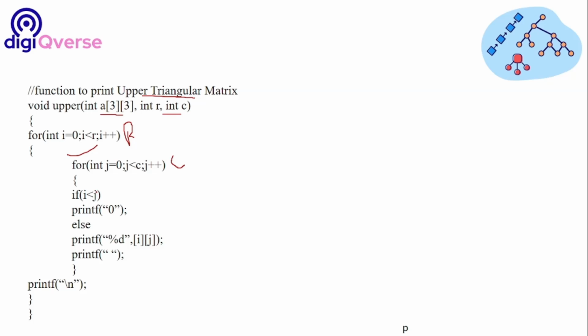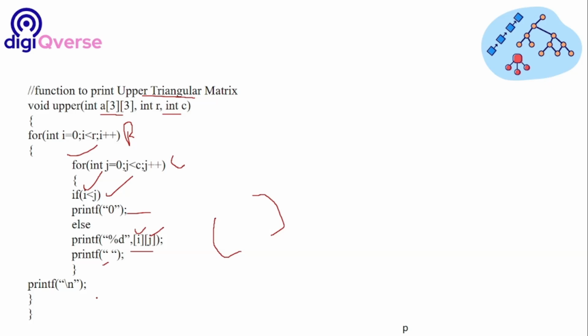And we have to define the condition: if i, the index used to represent the row of any array, is less than j, then we will print 0. Else we just have to print the other non-zero element which exists at i and j, and accordingly make the space for the given representation of an array, row by row.